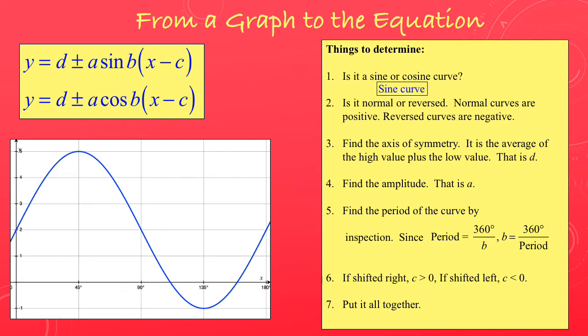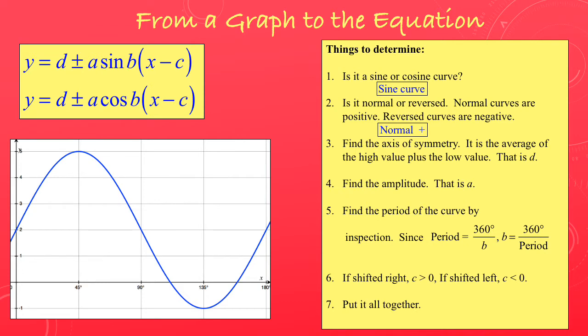Next, we have to determine whether it is a plus or minus. And in order to do that, we have to ask whether it's a normal or reverse curve. A normal sine curve starts in the middle and goes up, while a reverse sine curve starts in the middle and goes down. A normal cosine curve starts at the top and goes down, while a reverse cosine curve starts at the bottom and goes up. This curve starts in the middle and goes up, so it is a normal curve, and we will use a plus sign.